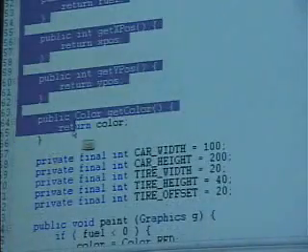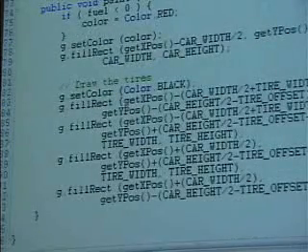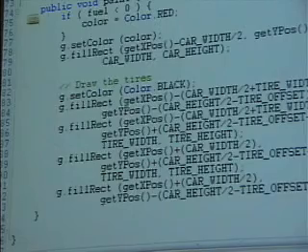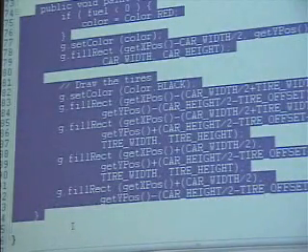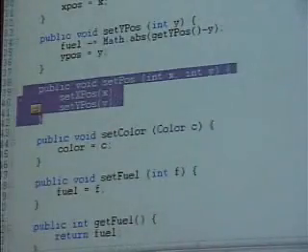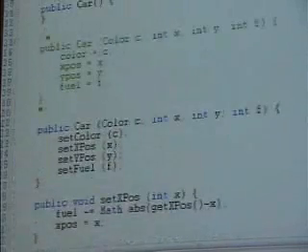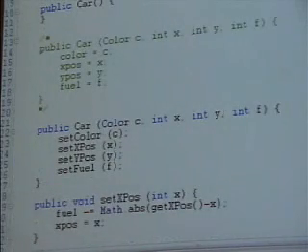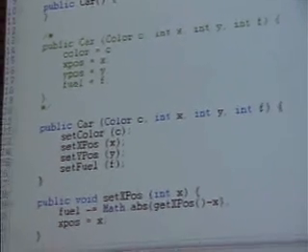We have the mutators. We have the constants, which are dealing with the car width, height, and that sort of stuff. And we have the paint method. And I don't know why set position isn't there, but, oh, there we go. There's set position. So that's the car class. Oh, I think I also start off fuel at 2,000 instead of 1,000. But that's the car class as was presented last lecture and this lecture.